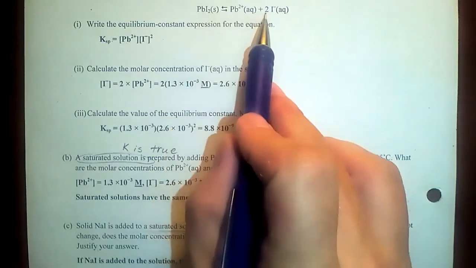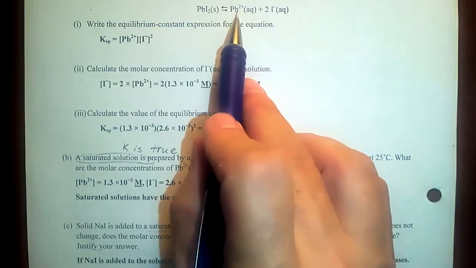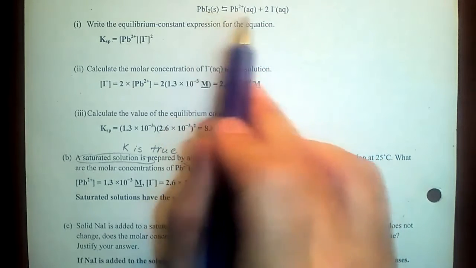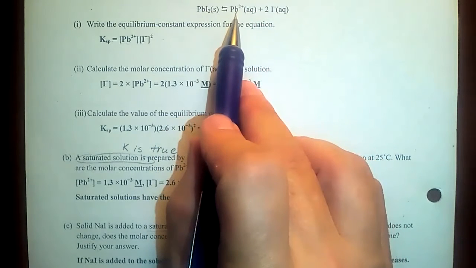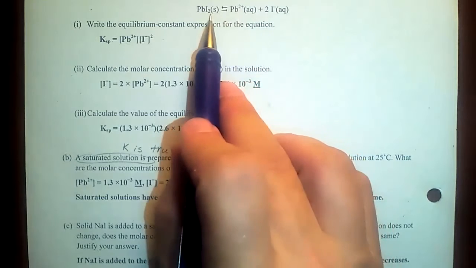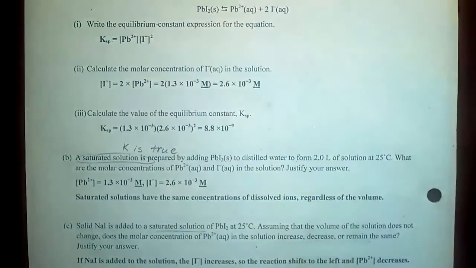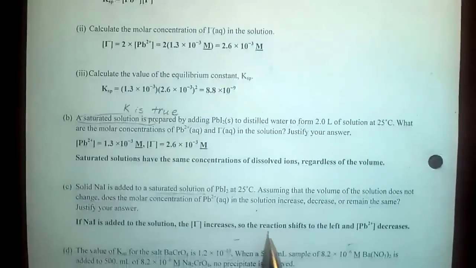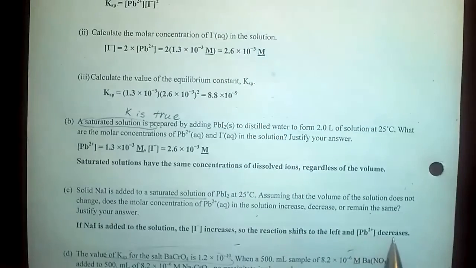So what's got to happen? This is going to react more with the lead ion and create more solid. So the concentration of the lead ion is going to go down and more solid is going to be formed. So what's going to happen? It's going to shift left and create more solid. You might throw that in, and the amount of precipitate will increase, and the lead ion decreases.